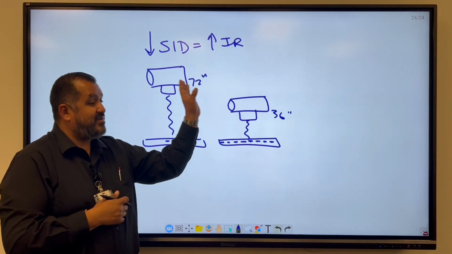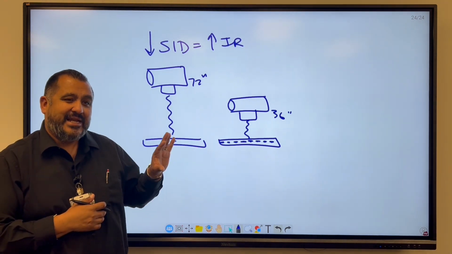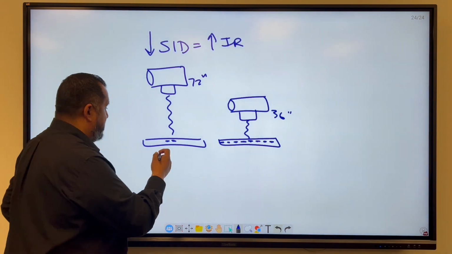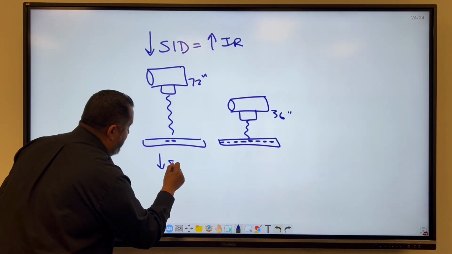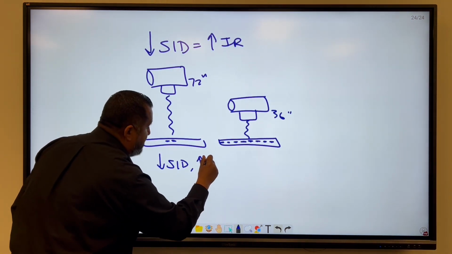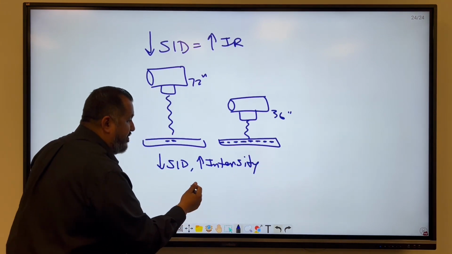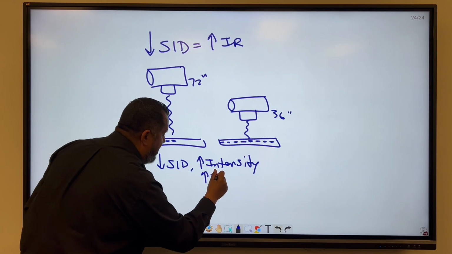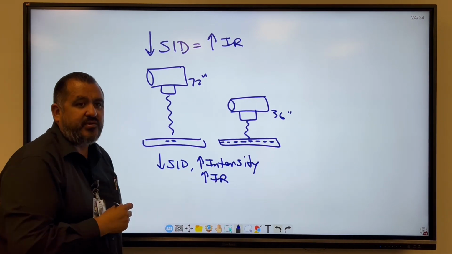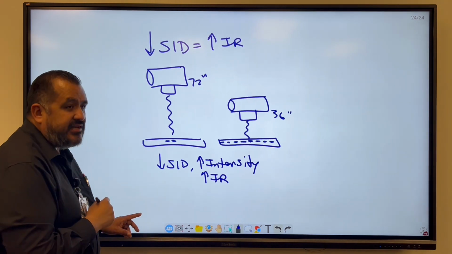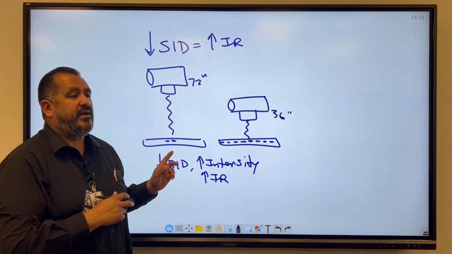All right, so I'm kind of just applying the inverse square law here for you, just sneaking it in there a little bit. But as you decrease the distance, let's write this down. As you decrease your SID, your intensity of energy is going to increase. And when you have an increase of intensity, you're going to have an increase of image receptor exposure. Okay, all right. Now, these were the prime exposure factors.